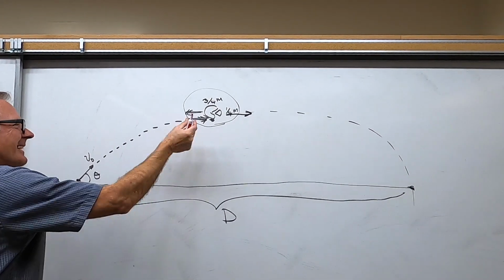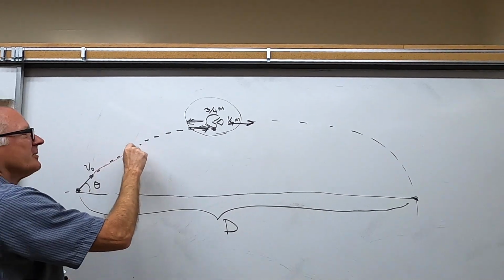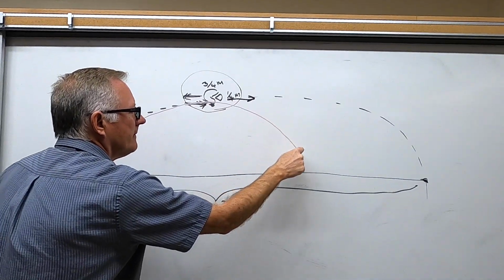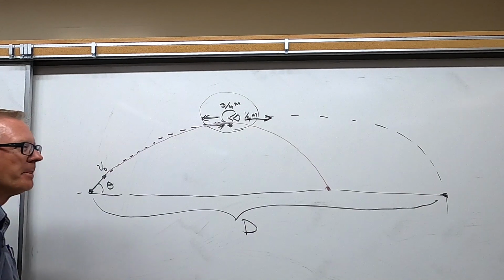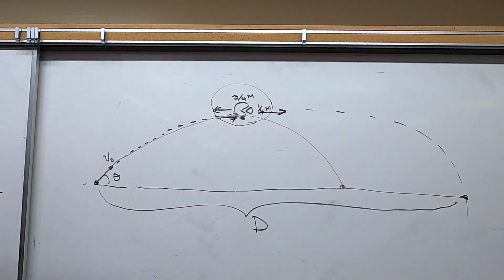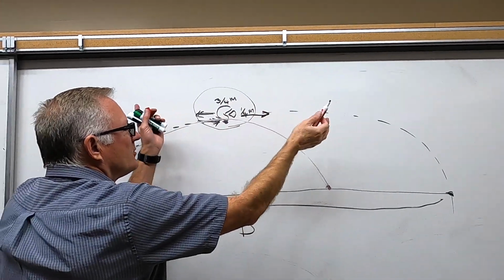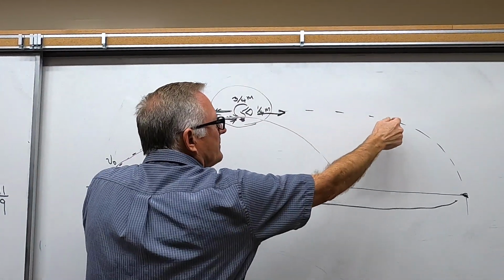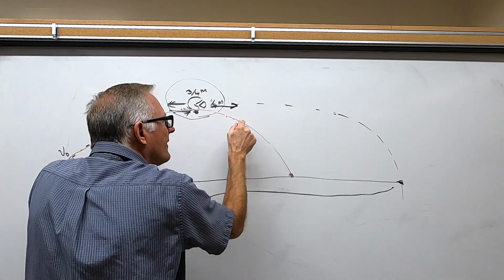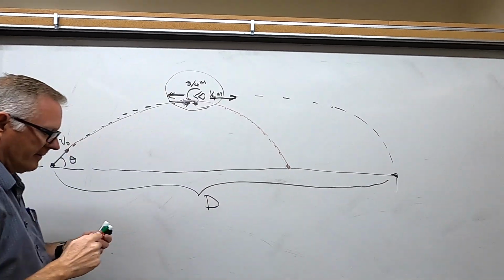So if this thing didn't explode, it would have gone like this right here, and it would have hit right there. Well, with the explosion, the center of mass would have followed this line right here. Even with it exploding, when this one's over here, this part is over here, but the center of mass still follows this line.